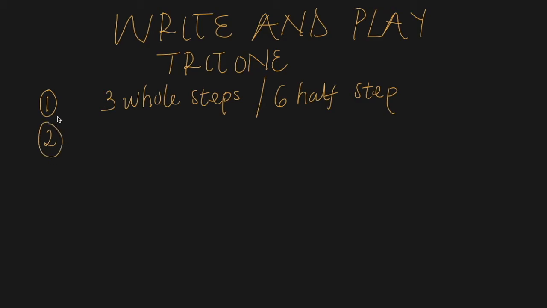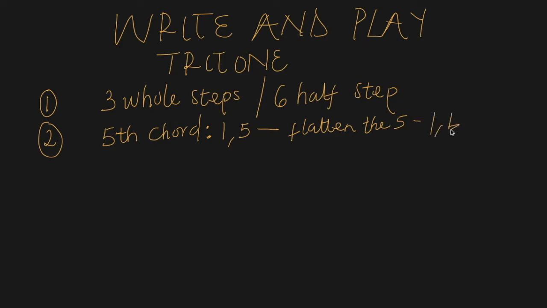Number 2, if you have a 5th chord, a 5th chord is simply the 1 and the 5. If you flatten the 5, you have a Triton. So if you hold on your 1 and you flatten your 5, you can also derive a Triton.